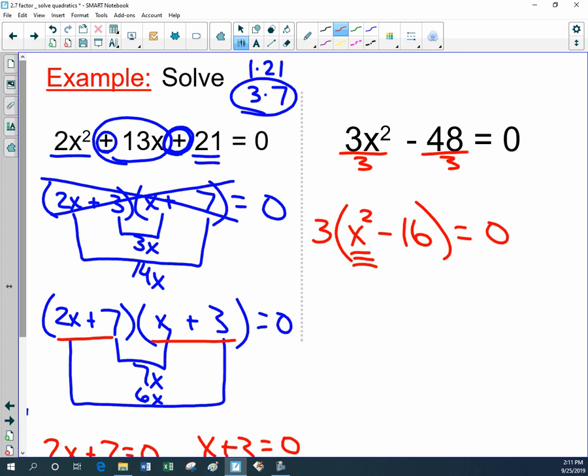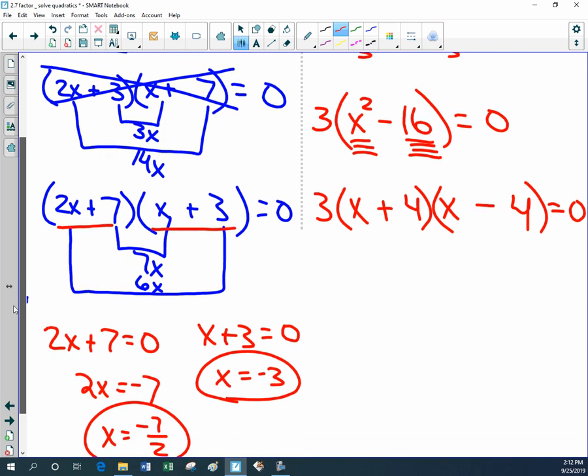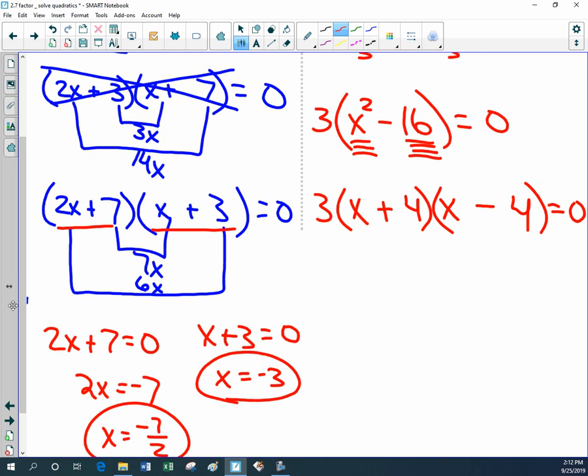So what times itself equals x squared? That would be x. So we put x here and x here. And then what times itself is 16? Is 4. And then our signs would be opposite. So it'd be x plus 4, x minus 4. Okay, don't forget the equal sign and the 0 here. Okay, so now we are going to set each factor equal to 0.